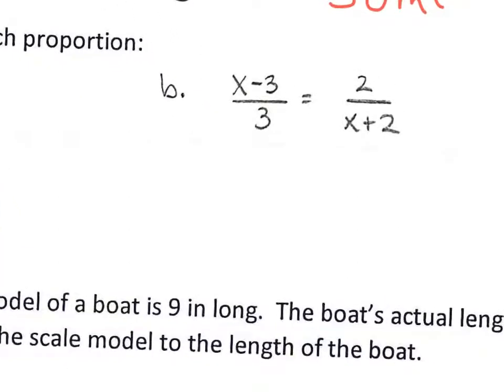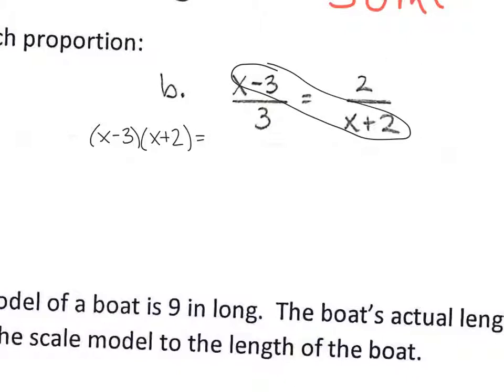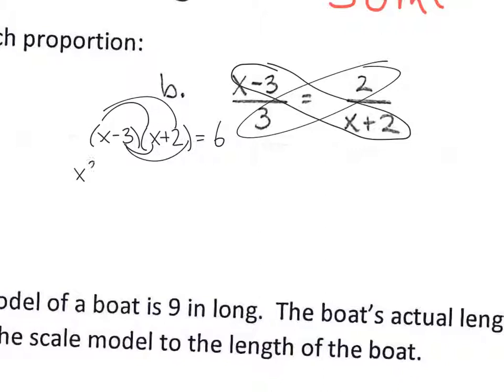I'm going to use parentheses again. So this time, I have multiplying a binomial, x minus 3 times x plus 2, put both of those in parentheses, equals 6. 3 times 2 is 6. Okay, so I'm going to FOIL this. So I'm going to distribute. X times x is x squared, plus 2x minus 3x minus 6 equals 6.